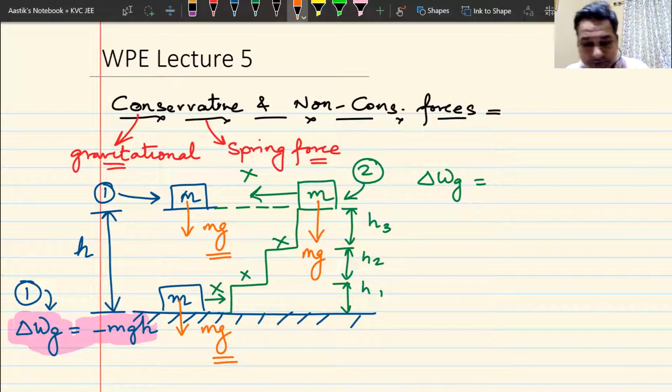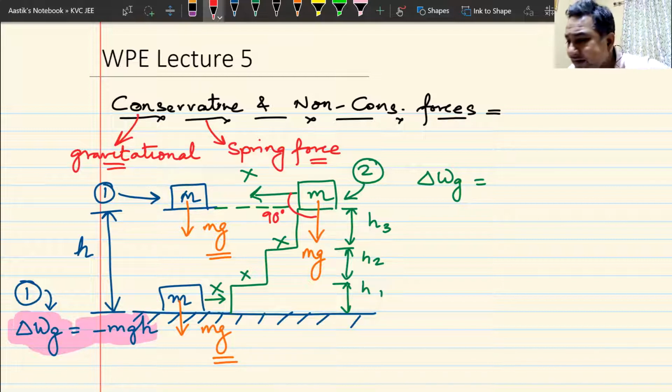Yes, beta, gravity acts vertically. So gravity acts vertically and I am moving it horizontally. So the angle between the two becomes 90 degrees. Well done. So the angle becomes 90 degrees and hence the work done by gravity is 0 when I am moving it horizontally.